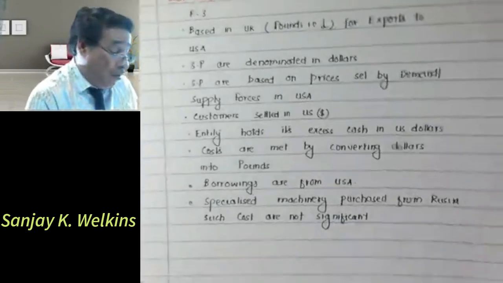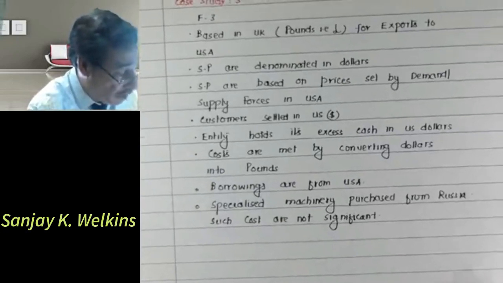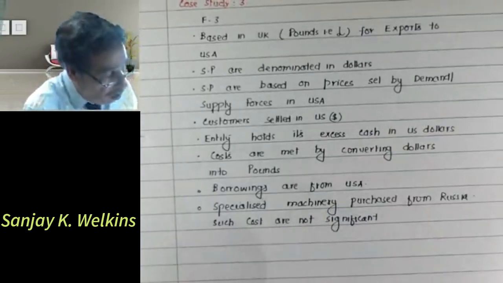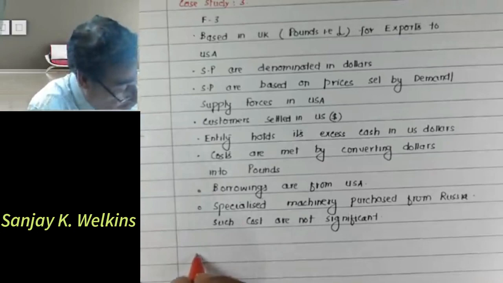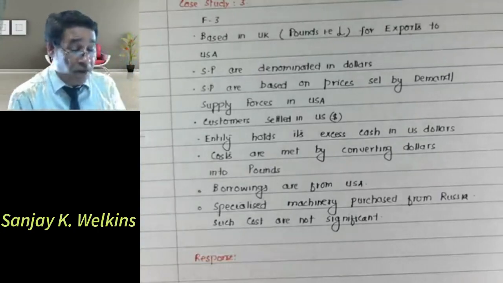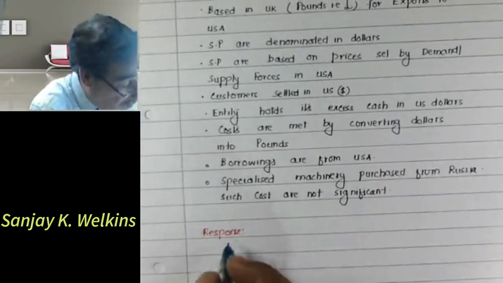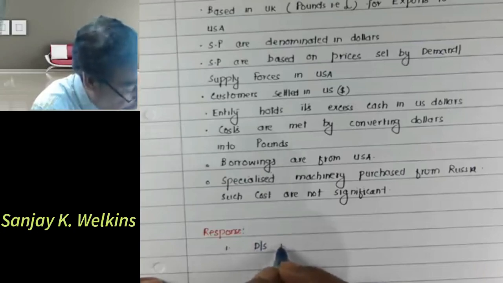So how will you decide in this case the functional currency? Of course, it looks like US dollar, no doubt about that, because everything is being done in US dollar. So your answer will be like this. Selling price is determined by demand and supply forces operating in USA. Costs are being met in pounds. That is the problem. See here, I will write the answer this way.